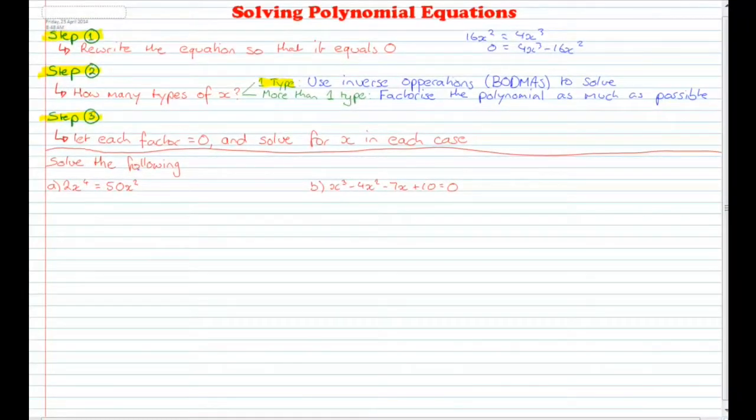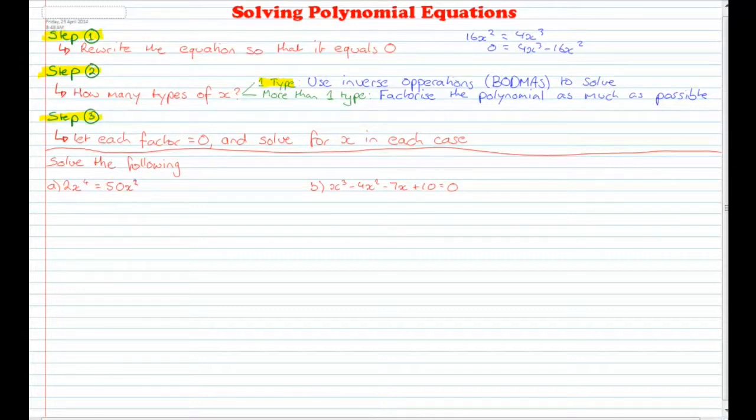So in these worked examples, the question says solve the following. For part A, 2x to the power of 4 is equal to 50x squared, and B, x cubed minus 4x squared minus 7x plus 10 is equal to 0. So let's have a look at part A first, shall we? Now the very first step says rewrite the equation so that it equals 0. Now as you can see, this equation does not equal 0.